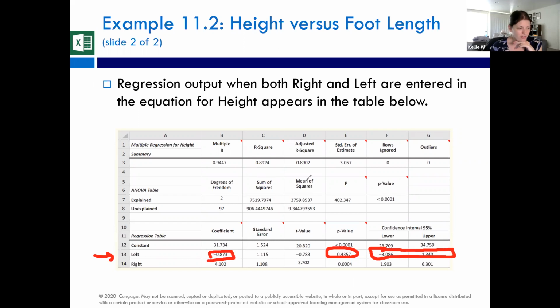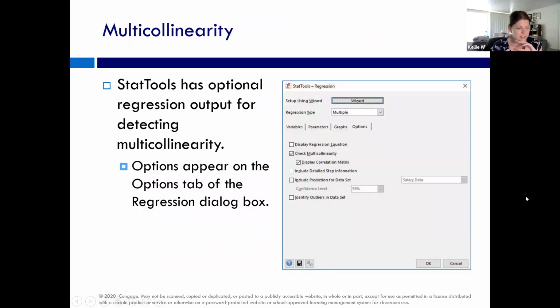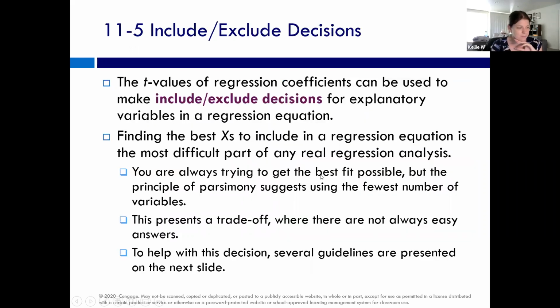So looking at this, hopefully you can see how, as you go through each step of the regression analysis, you start to identify potential issues. And in this case, this is very strongly indicating that left and right foot length are correlated, and they should be. I mean, that's just a very easy, obvious example. But that's how you would identify multicollinearity.